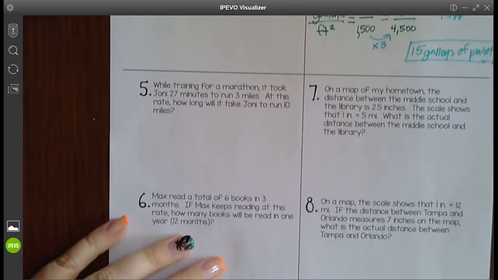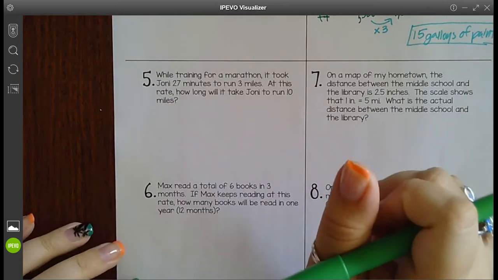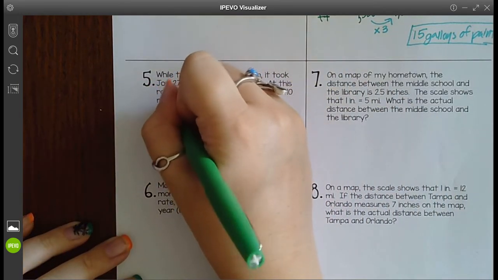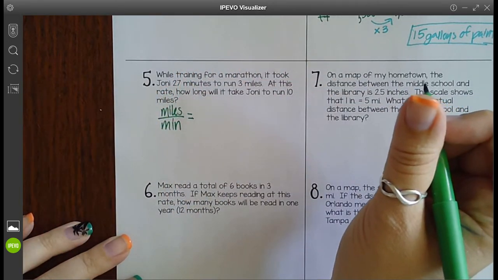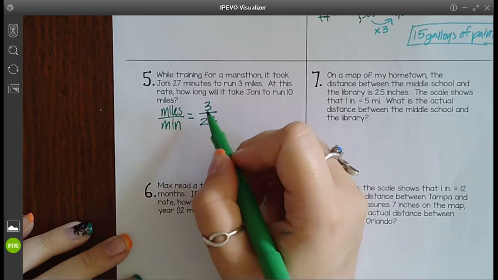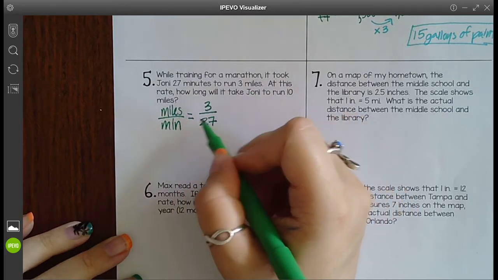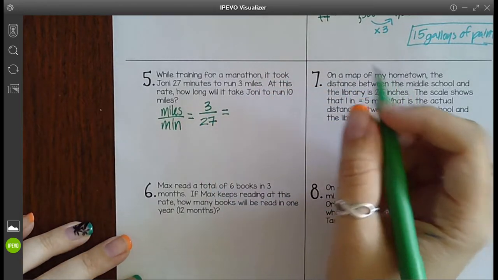If you keep going to problems 5, 6, 7, 8, let's look at problem 5 and 6. It says, while training for a marathon, it took Joni 27 minutes to run 3 miles. At this rate, how long will it take Joni to run 10 miles? So we have a certain number of miles and however many minutes. It took Joni 27 minutes to run 3 miles. So 3 went on top because it was talking about miles, and 27 went on the bottom because that's where I put the minutes. As long as I stay consistent, I'll get it correct.